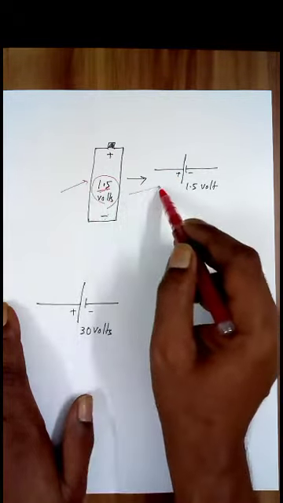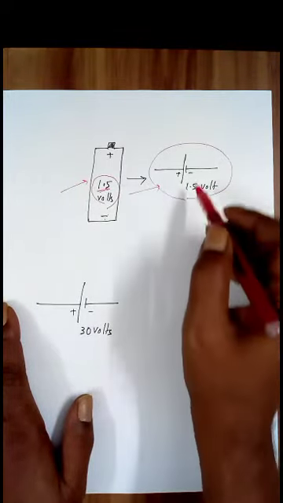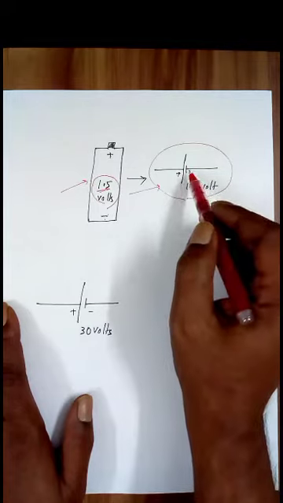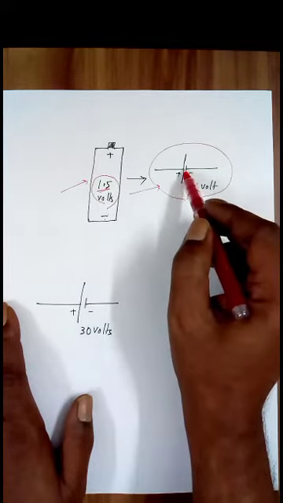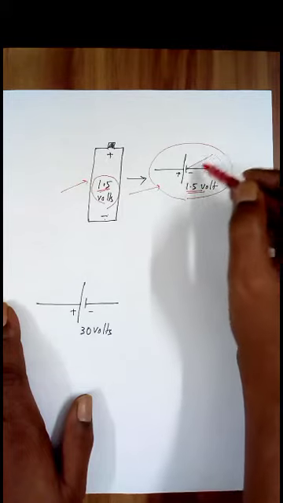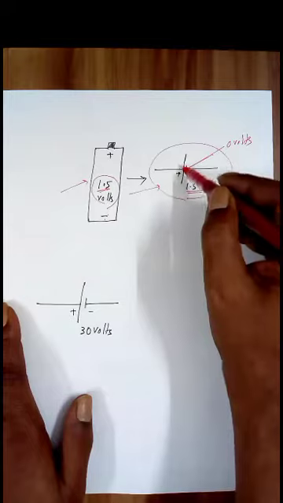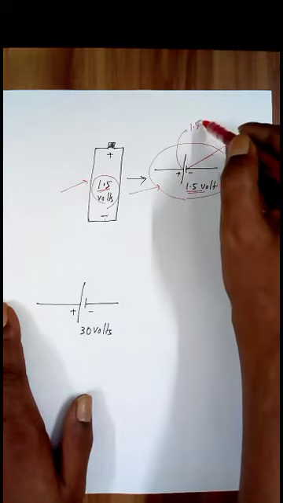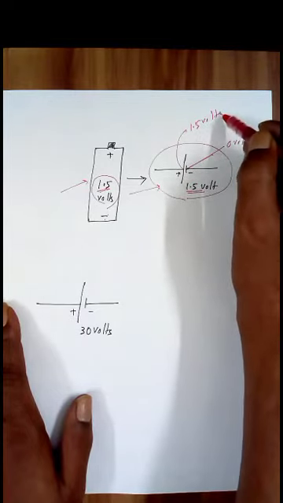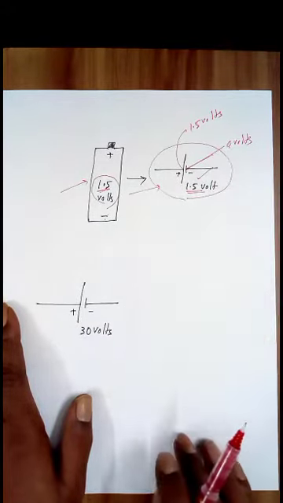This is represented like this in a circuit. Negative, positive, the potential difference between this point and this point is 1.5 volt. Means if you take this side at 0 volt, then this side is at 1.5 volts. So the difference is this minus this, 1.5 minus 0, that is 1.5 volt.